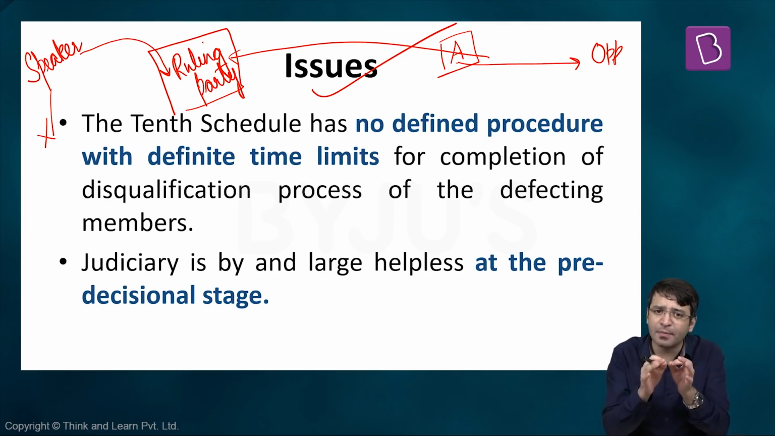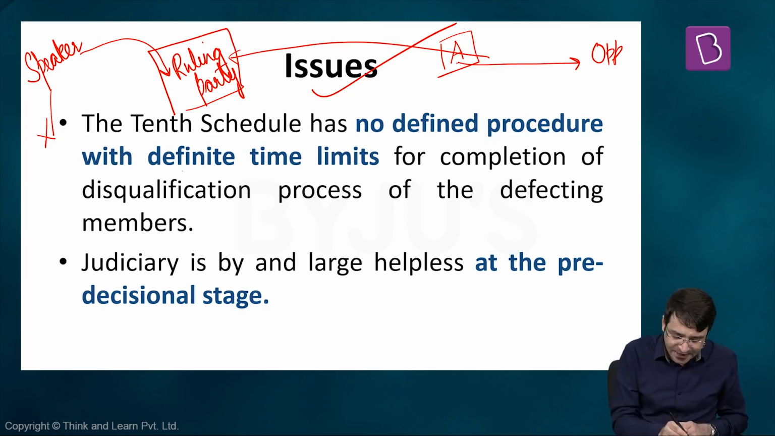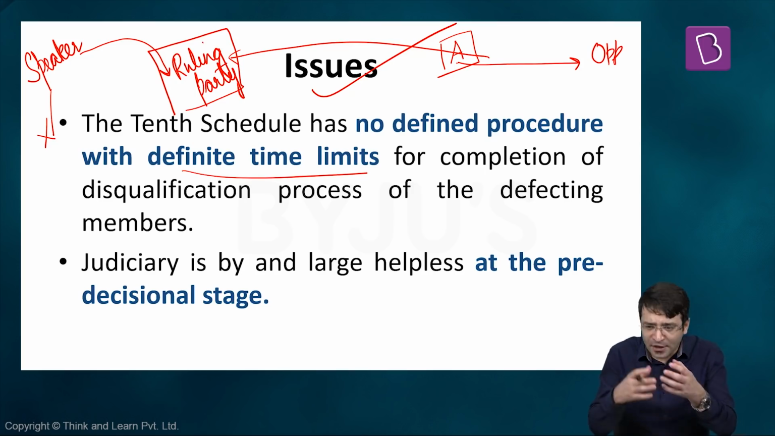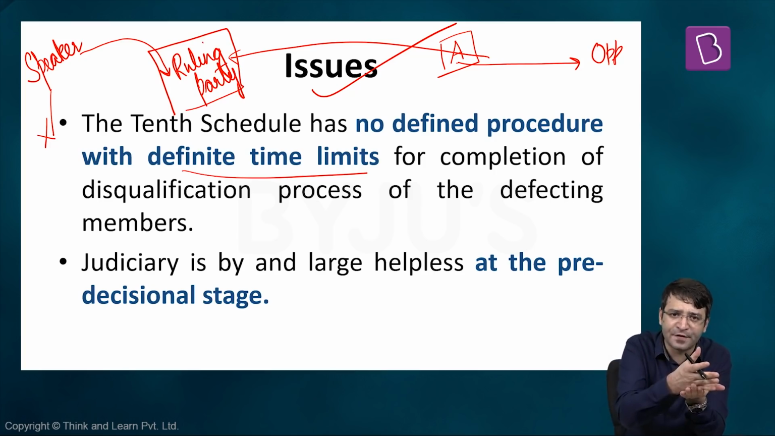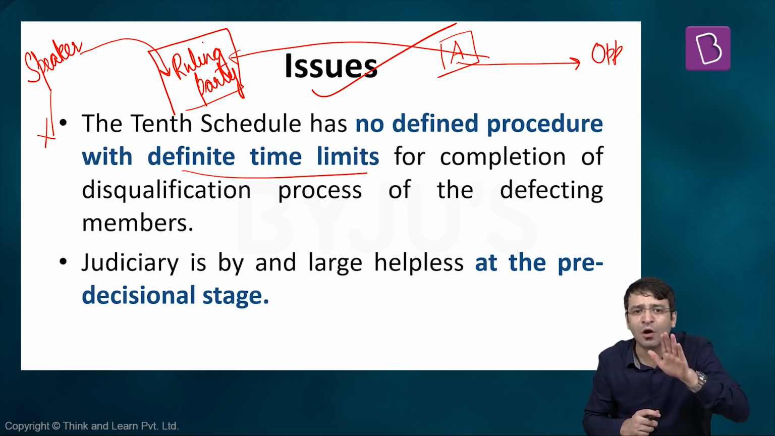But the real problem is also because of the fact that there is no time limit. There is no time limit within which the speaker has to take his decision. That means if a legislator has clearly defected, has clearly resigned, but if this legislator is supporting the ruling political party, the speaker does not act at all.